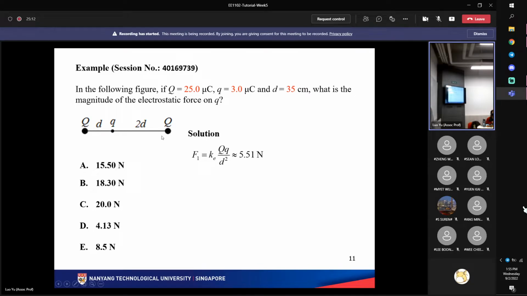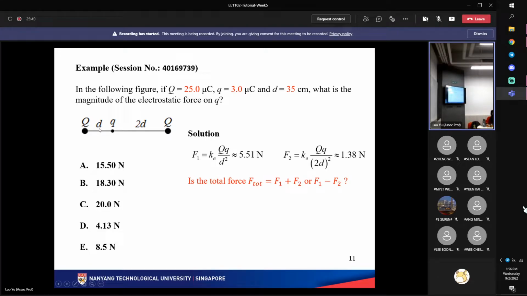And then if we look at the left charge, F2 is still k_e times the product of their charges divided by r squared. Now r becomes 2d, so we get 1.38 Newton. Can you tell me the direction of F2? This is also a repulsive force. Very good, it's left, because a positive force should go from the source charge to the charge here on the left.